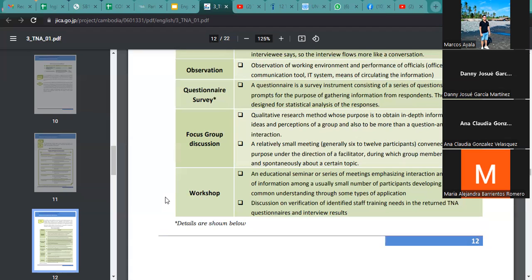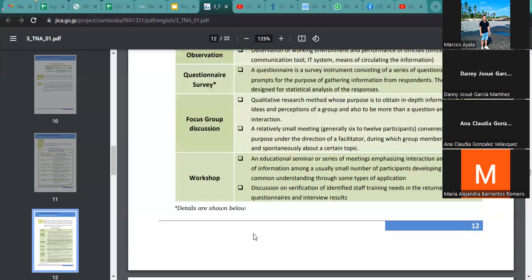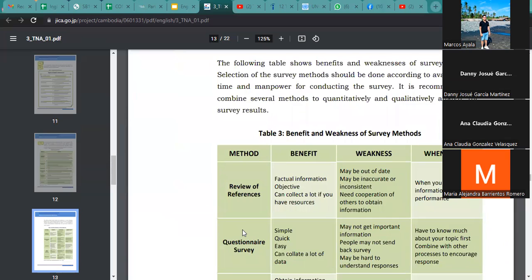Good. And let's see. I don't think there is any word here. Okay. So it says the following table shows benefits and weaknesses of survey methods. Selection of the survey methods should be done according to availability of time and manpower for conducting the survey. It is recommended to combine several methods to quantitatively and qualitatively analyze the survey results. So yeah, this is something that I found very nice.